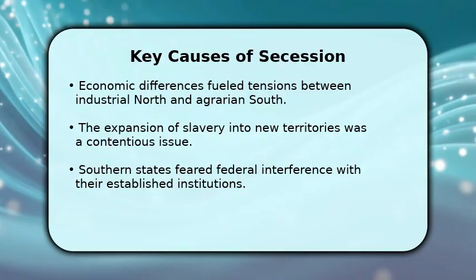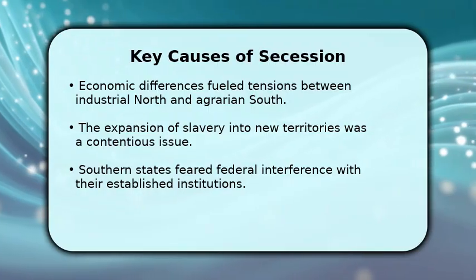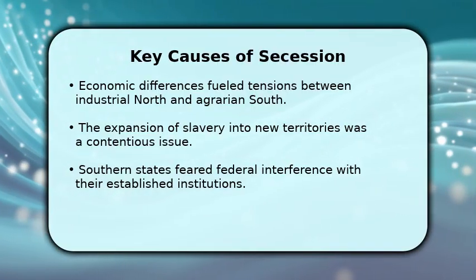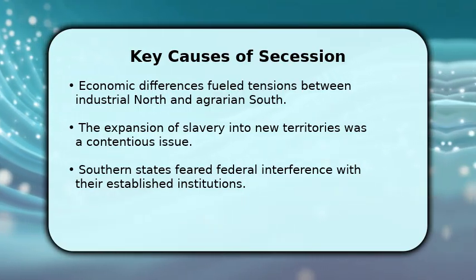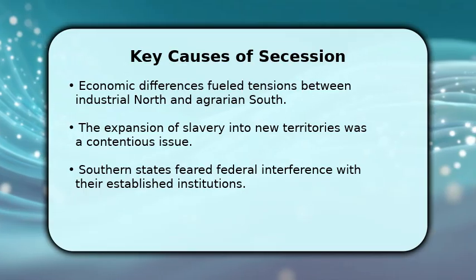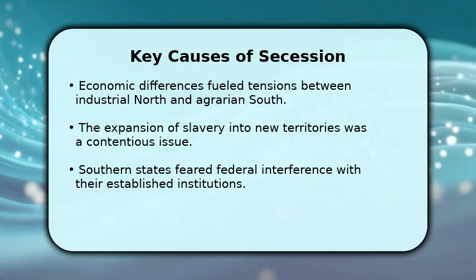The economic structures of the North and South were vastly different, with the North industrializing rapidly and the South relying heavily on agriculture and enslaved labor. This created conflicting interests and political priorities.